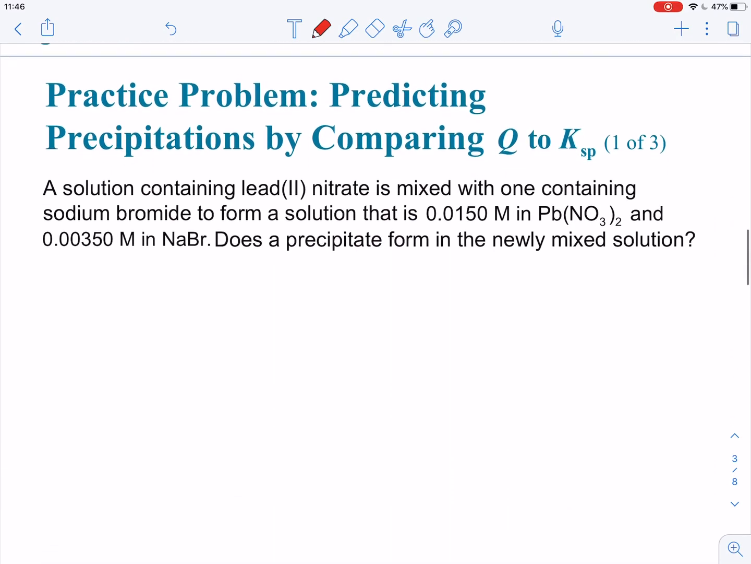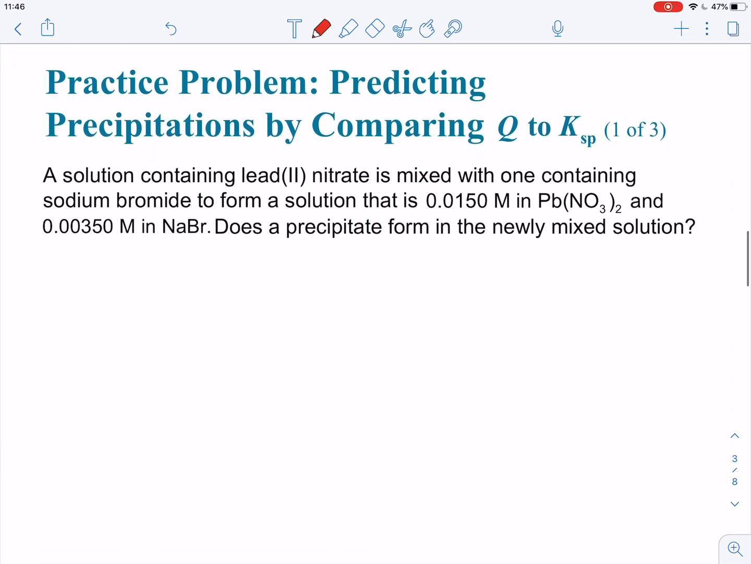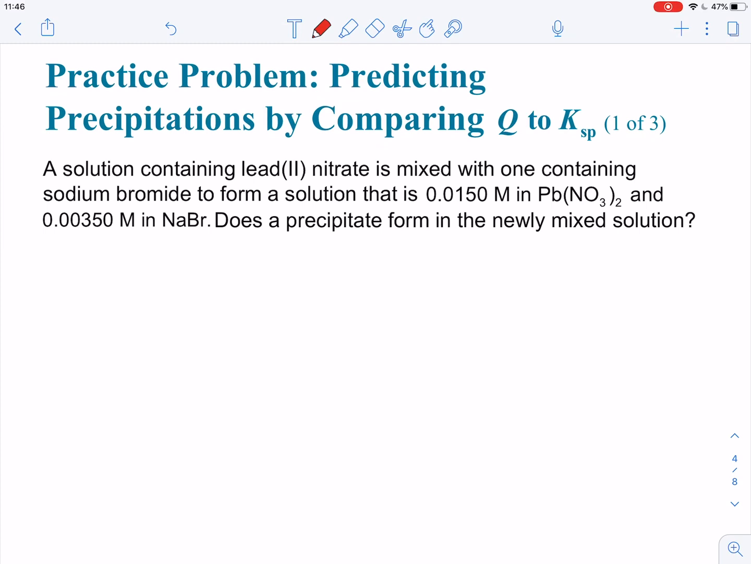So how do we predict precipitation then? Here we have two solutions: lead nitrate and sodium bromide. What happens with these ionic substances when you put them in water? Lead nitrate is going to separate into ions.